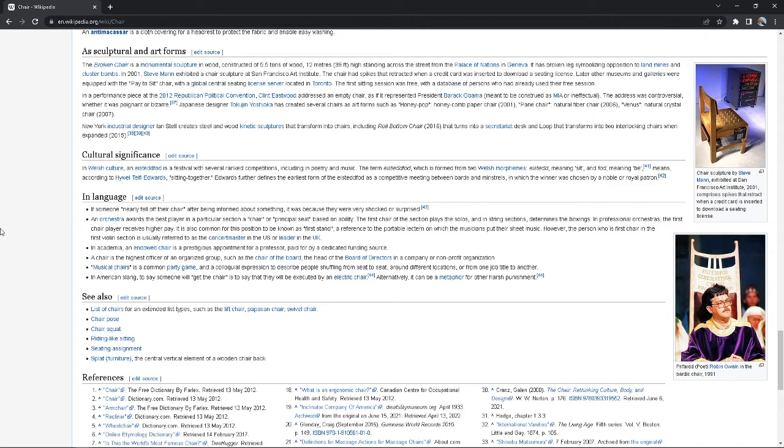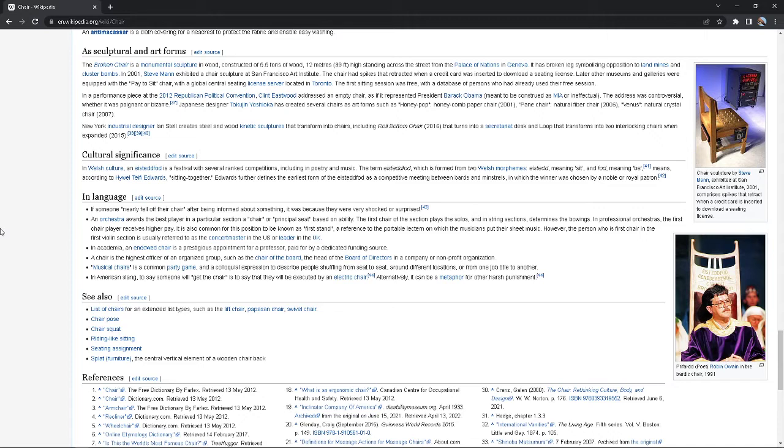It is also common for this position to be known as the first stand, a reference to the portable lectern on which musicians put their sheet music. However, the person who is in the first chair in the first violin section is usually referred to as the concertmaster in the US or leader in the UK.